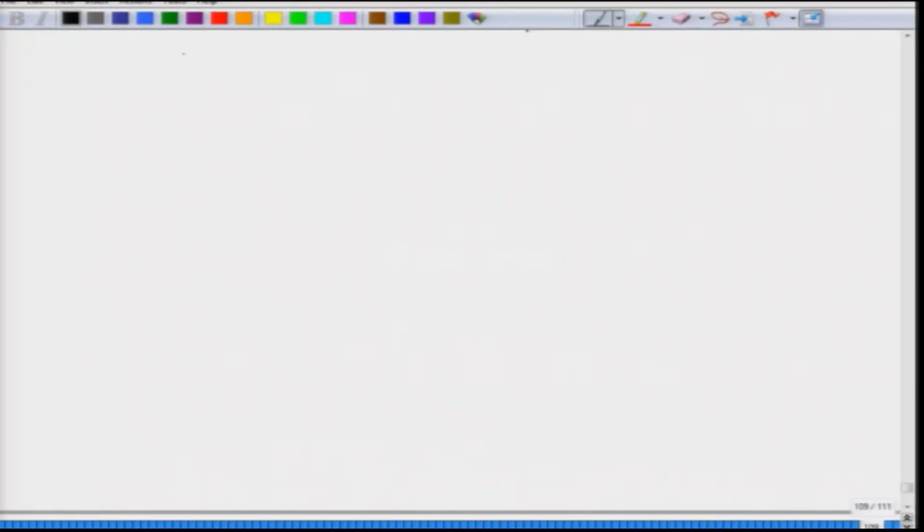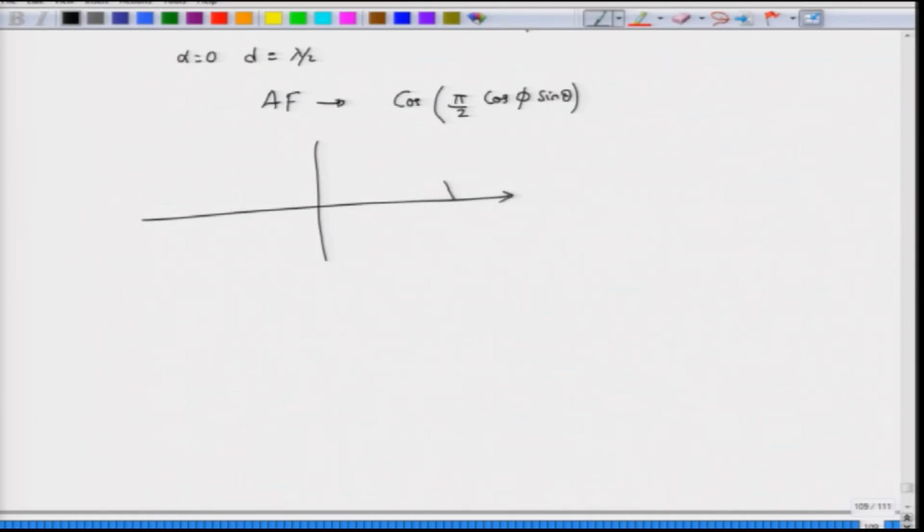Let us take the simple case. Assume that we are looking at alpha equal to 0 and then we place d to be equal to lambda by 2. Okay. d of lambda by 2 means that the distance between the two antennas is lambda by 2, and what will happen to the array factor? This array factor you can see will be cosine pi by 2 cos phi sin theta. Okay. That is something that you can easily verify.